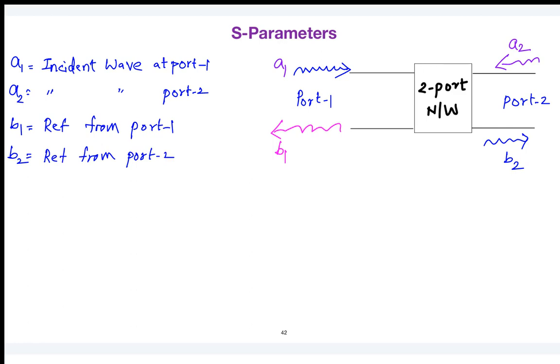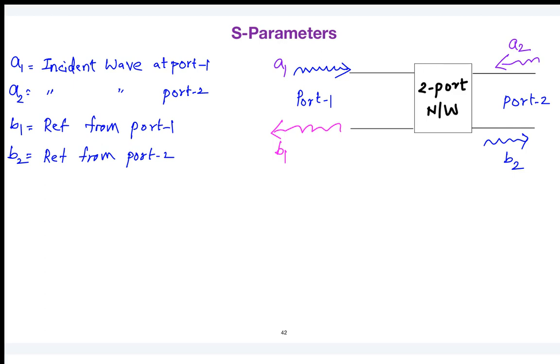Since you are talking about transmission lines, your A1, B1, A2, B2 will be in terms of voltages, because in transmission lines we do the analysis in terms of voltage and current. So you can assume that all these are voltages at the moment, but the main application of S parameters is in microwave, where we are talking about powers. But as of now, you can imagine that all these are voltages only. I call A1, A2, B1 and B2 incident and reflected voltages because this confines our discussion to transmission lines.